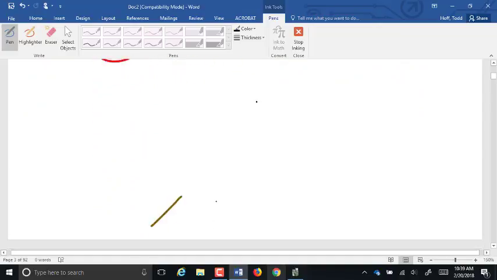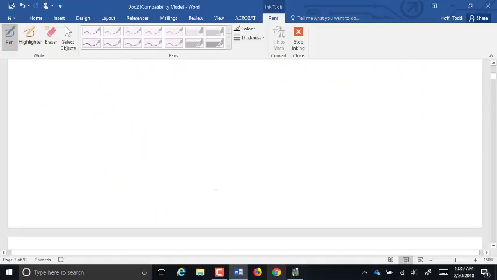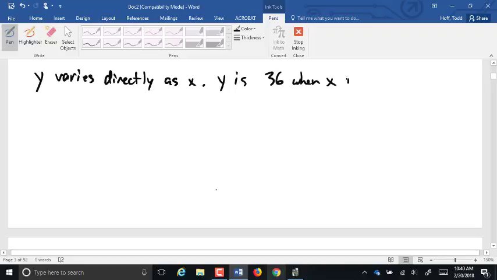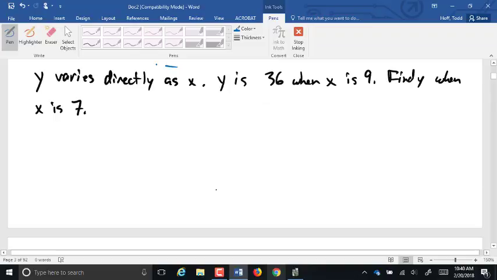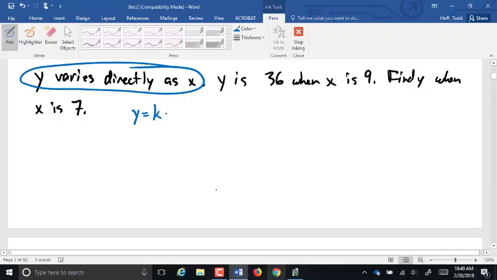We can take it a step further, and we can say y varies directly as x. Y is 36 when x is 9. Find y when x is 7. So now there's even more information. There's two pieces of information still. Y varies directly with x still means that y equals a constant times x.